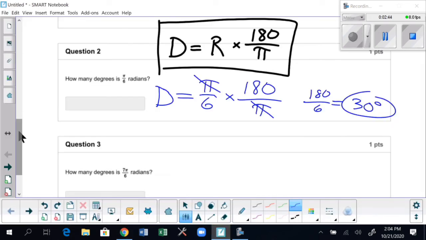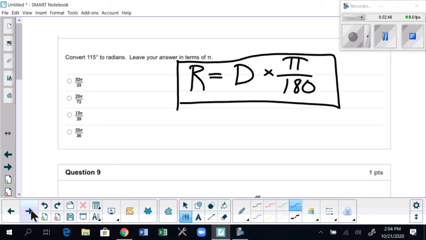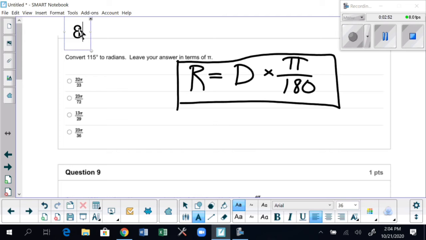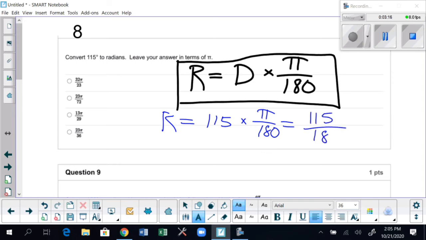Okay, so let's try one in the opposite direction. Let's move to, I believe, question 8. Here we're going the opposite direction. Convert 115 degrees to radians. Leave your answer in terms of pi. Well, let's write out the steps here. To get radians, I'm going to go degrees times pi over 180. Or I can write this as a fraction with my pi hanging out here at the top. So I need to reduce this fraction 115 over 180.